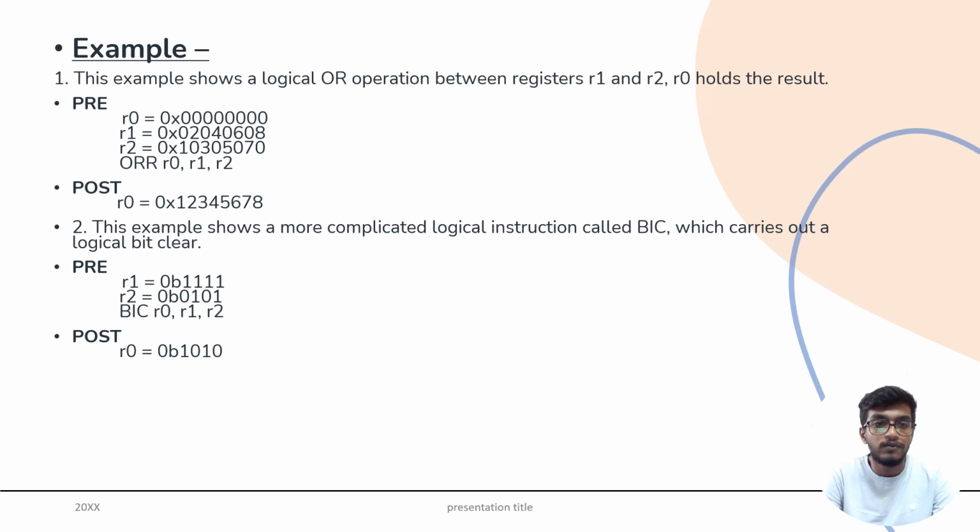This is the example for the logical instruction. The example shows the logical OR operation between registers R1 and R2, and R0 holds the result. In pre, R0 is equal to 0 before the execution, R1 is equal to 0x20400608, R2 is equal to 0x10305078. By performing an OR operation on R1 and R2, in post R0 is equal to 0x12345678.